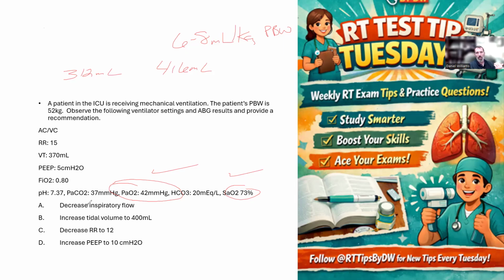But it doesn't give me what the inspiratory flow is set at within those settings. So while decreasing the inspiratory flow would actually increase my inspiratory time and could potentially give me more mean airway pressure to address that oxygenation issue, I'm gonna think on it for a little bit, but I'm not gonna bite on it just yet. So, increase the tidal volume to 400.